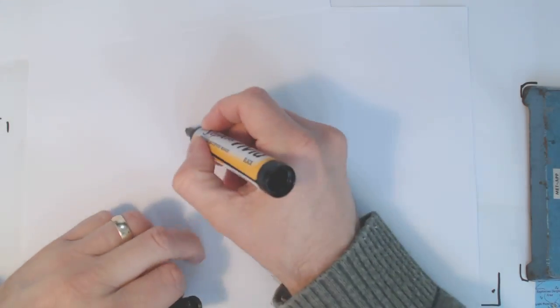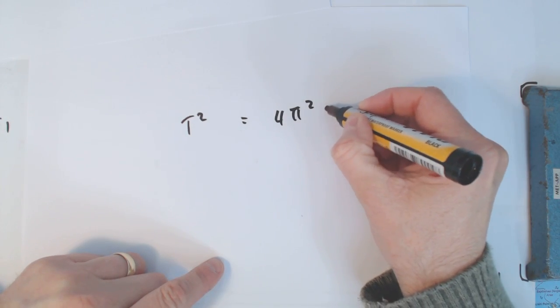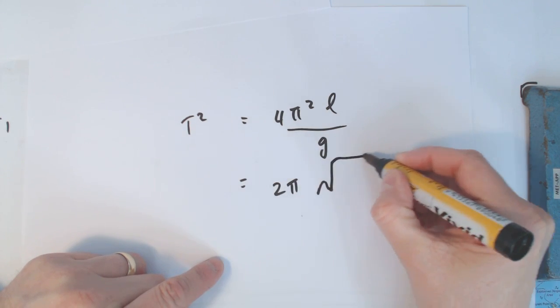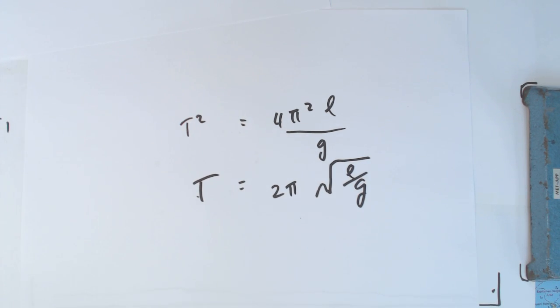So now we've got T squared is equal to 4 pi squared L over g. Take the square root of both sides, and we've got T equals 2 pi times the square root of L over g. And that's our formula. The thing to see here is as L gets bigger, the period gets bigger. And as g gets bigger, the period gets smaller. Make sense? Yes, it does make sense. Always look at that when you're looking at a formula.